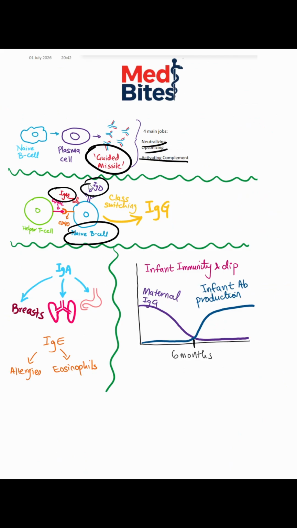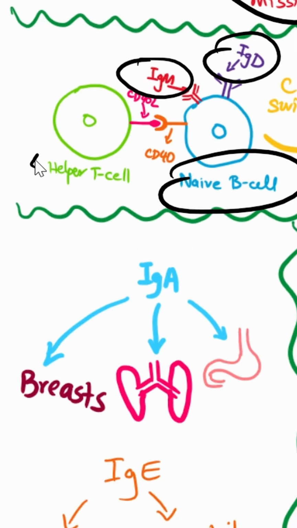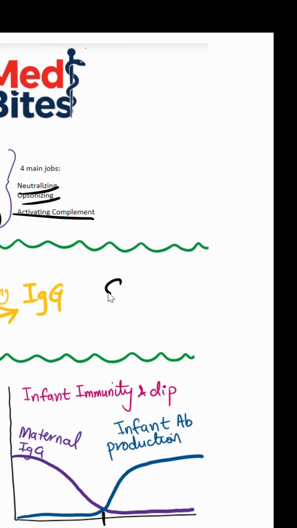Now, once IgM is produced, to switch from IgM to the other types of antibodies like IgG, IgA, IgE, you require a permission slip from a helper T cell. And that is through this ligand right here. It's called the CD40 receptor on the naive B cell and the CD40 ligand on the helper T cell. And that is the most important thing you need to know when it comes to receptors.